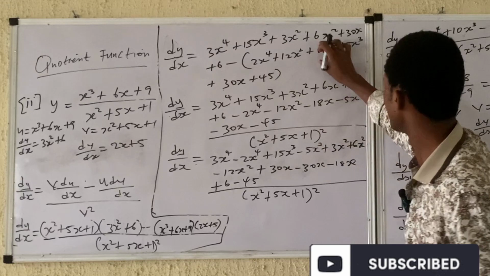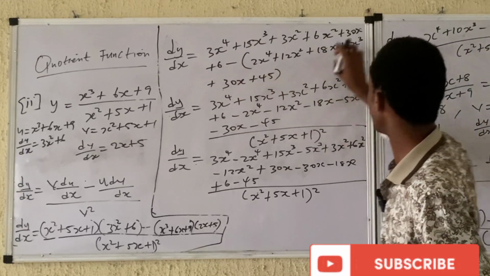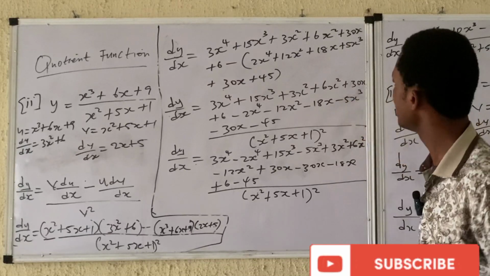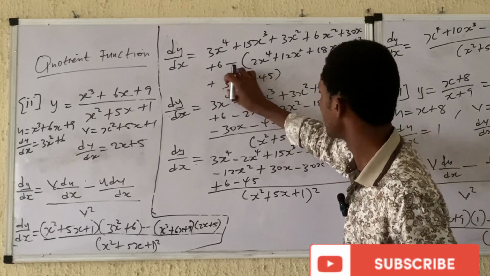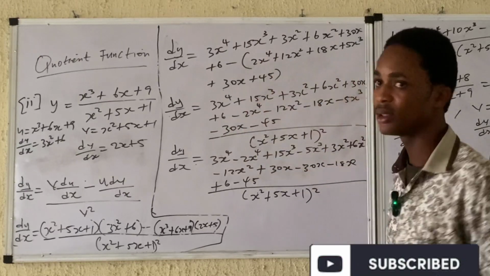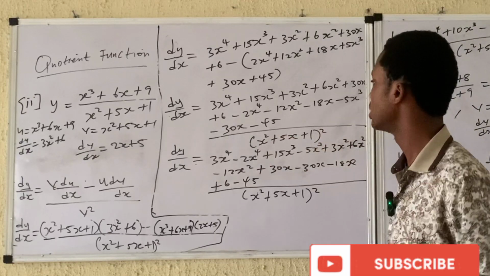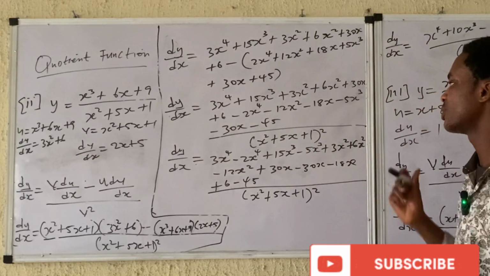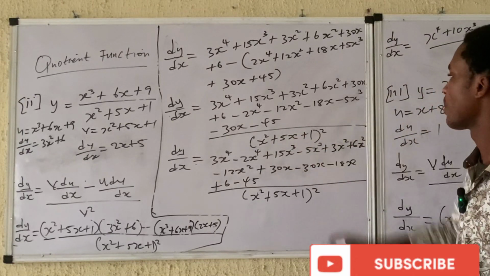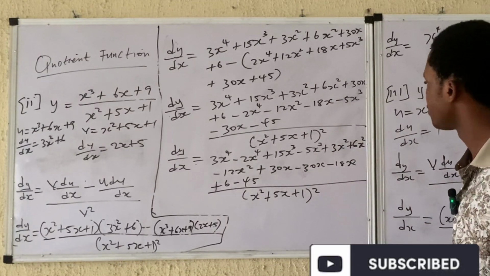Negative sign times this one will give you negative 18x. Negative sign times this one will give you minus 5x raised to the power 3. Negative sign times this one will give you minus 30x. And the negative sign times this one will give you negative 45 all over the v squared, which is this one: (x raised to the power 2 plus 5x plus 1) all to the power of 2.